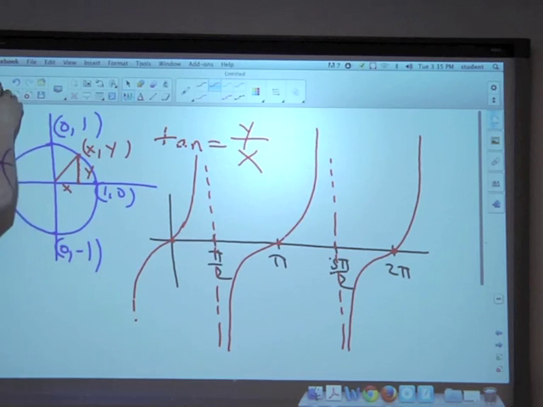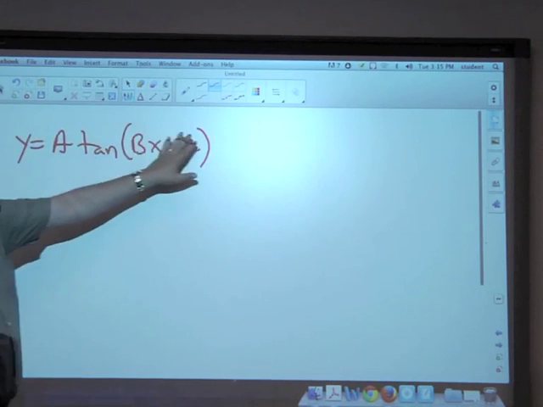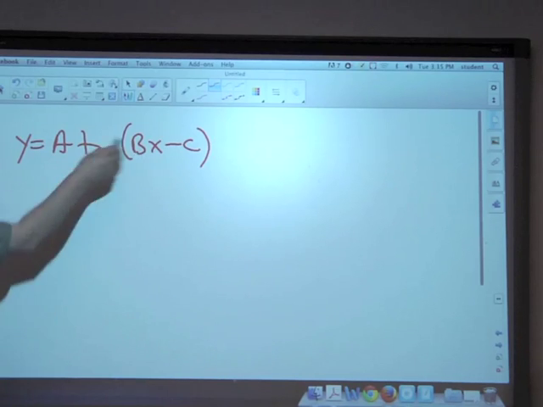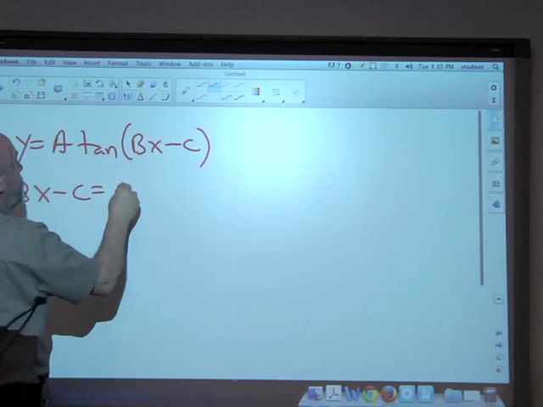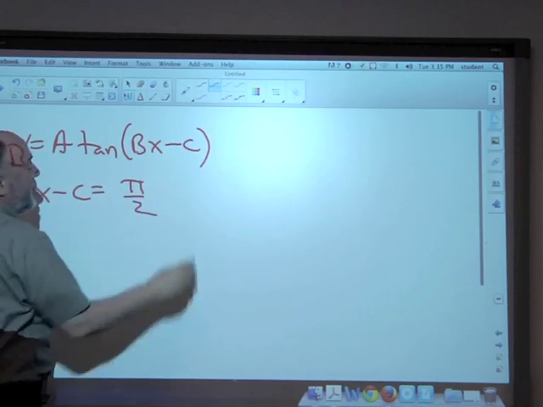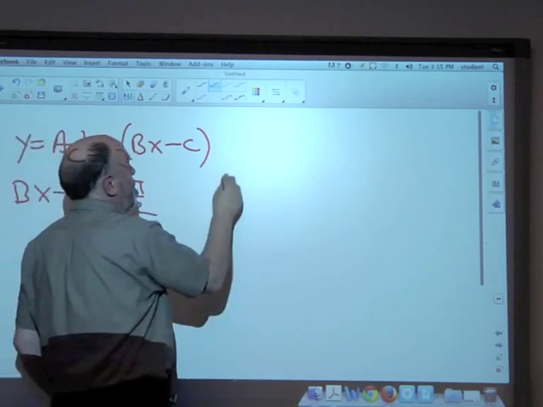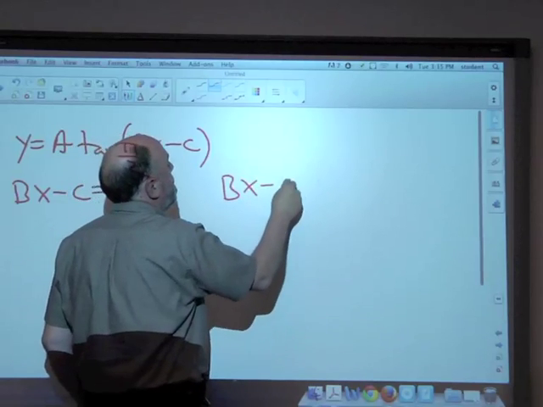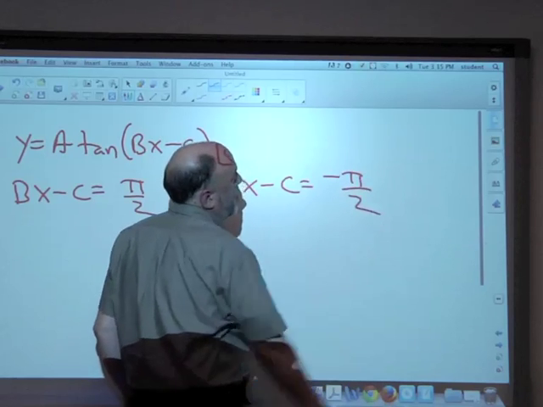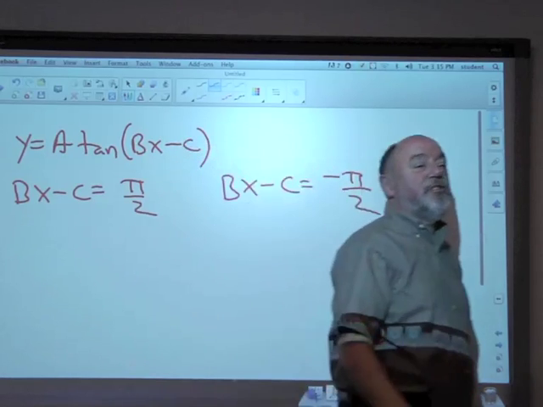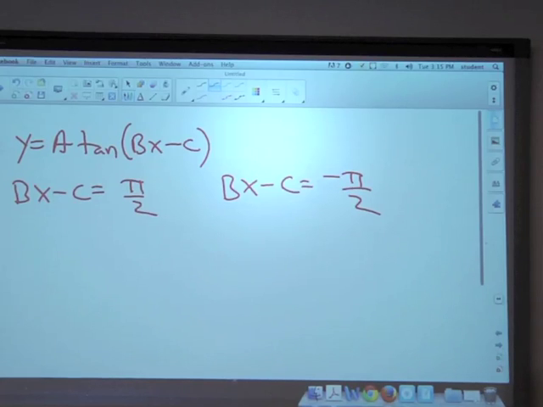So to draw a tangent graph, we just take this part in parentheses, and we set this equal to pi over 2. And we set this equal to negative pi over 2, which are the two closest asymptotes from the origin. Okay. Those are the two closest.